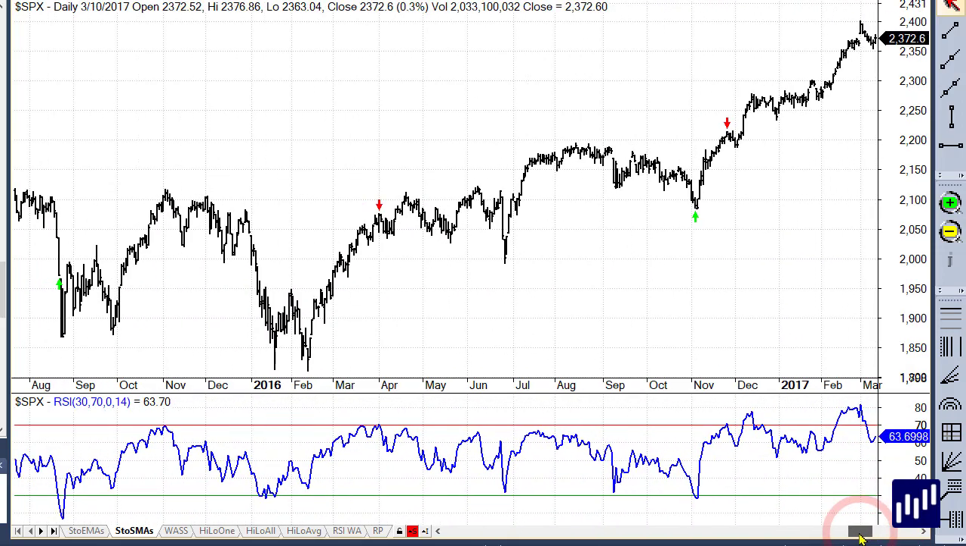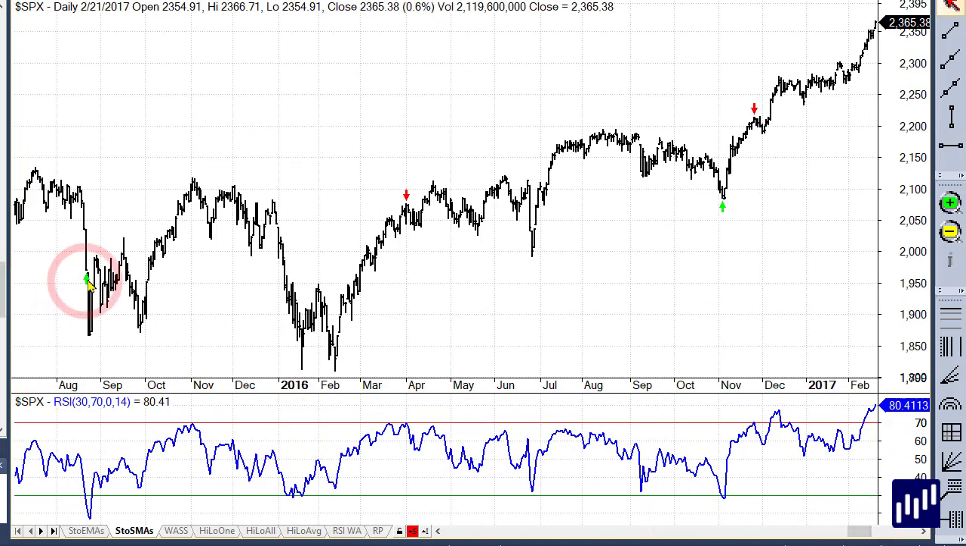Then we look at a couple more instances. There we have RSI moving below 30 in August 2015, and we had pretty much choppy trading all the way until April. RSI gets above 70, and we start moving to new highs. And this is one of the shorter pullbacks.